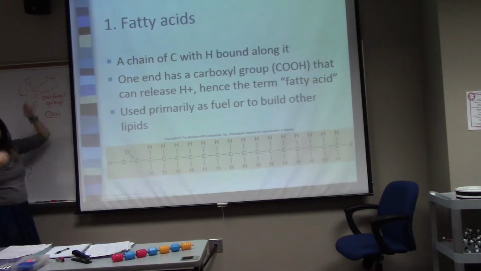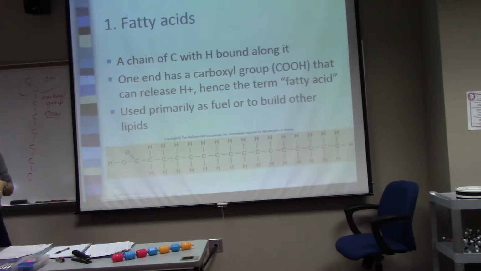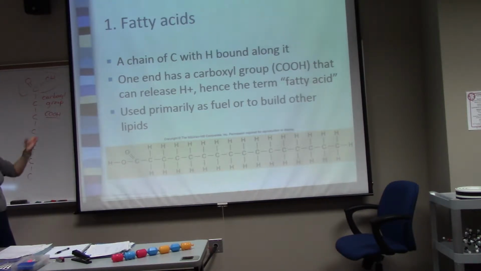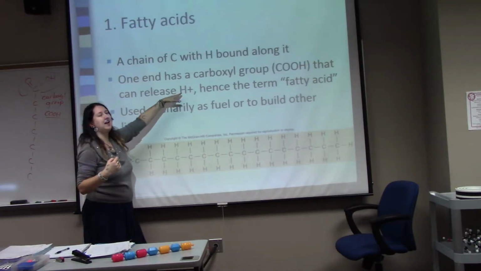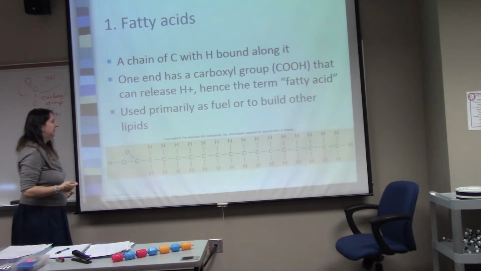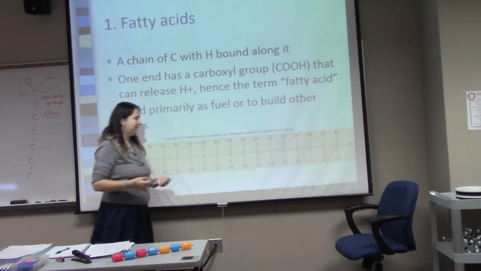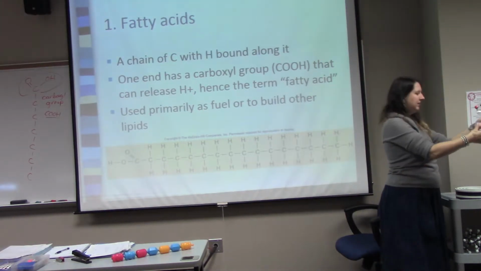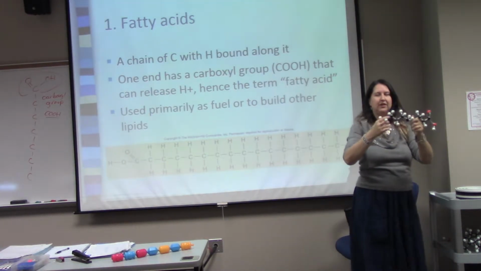Now, because that hydrogen is on the end stuck to an oxygen, it can be released. The polarity can be strong enough that the oxygen just takes the electrons and the hydrogen goes, okay, I'll see you later. That means you're putting hydrogen ions into solution. That's why we call it a fatty acid. Fatty acids can be burned as fuel and used to produce other lipids.